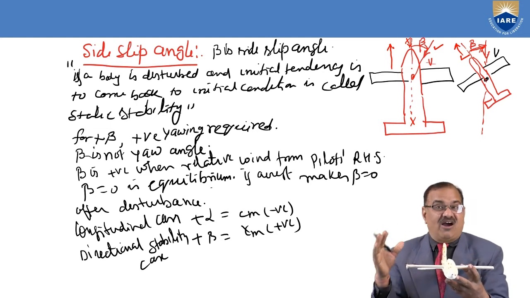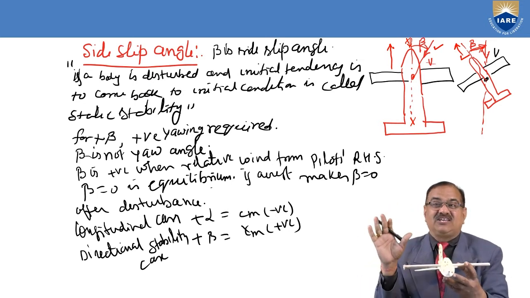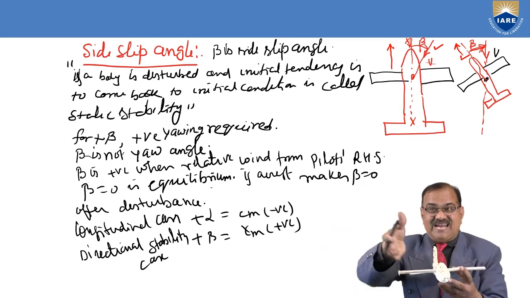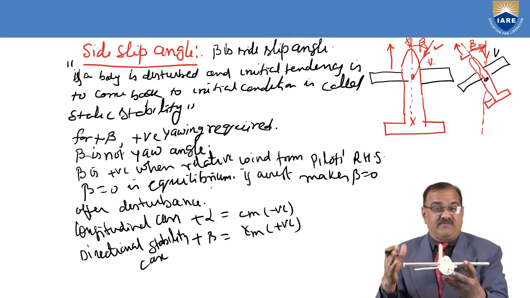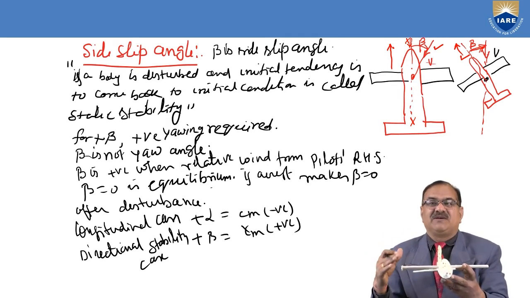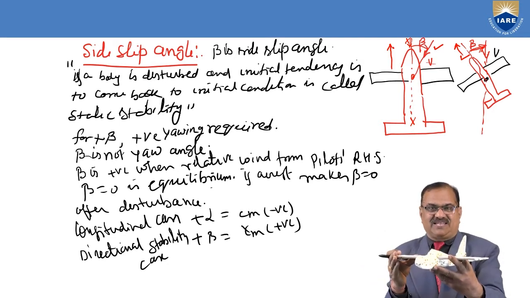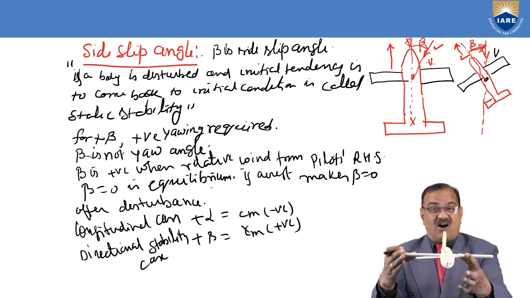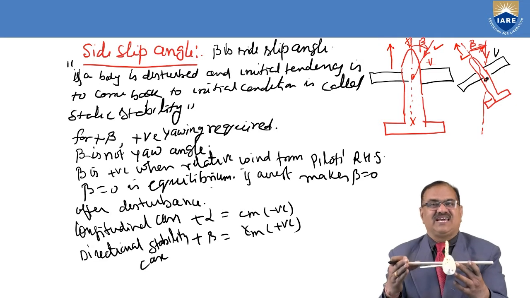Beta is not the yaw angle. Okay, that we have to understand here. This beta is not the yaw angle. Beta is positive when the relative wind is coming from the pilot's right hand side. Beta is 0 at equilibrium if the aircraft makes beta equal to 0. So if we disturb the aircraft like this, and it again comes back to its original equilibrium position after side slip, then we can say that the aircraft is directionally statically stable.